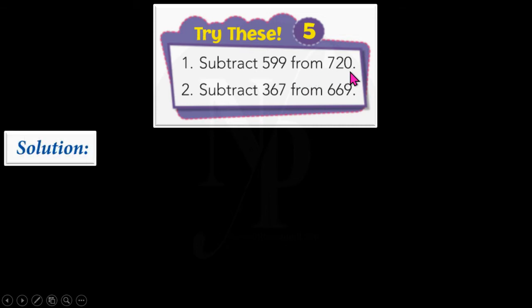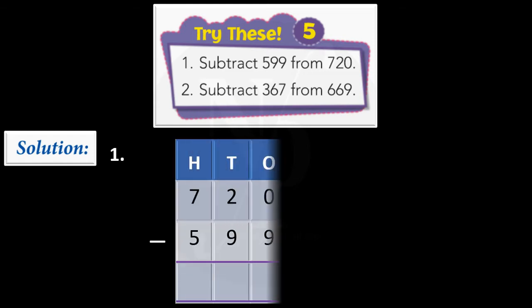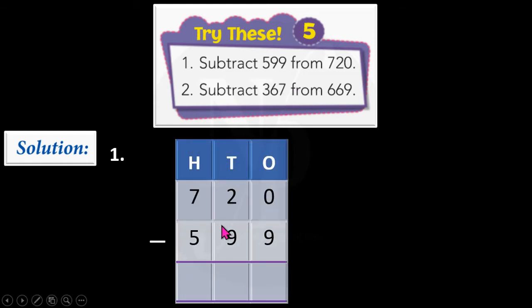Solution for first question. Let us write down the numbers in place values table, one below the other appropriately according to their place values. That is 720 in the first row and 599 in the second row along with the minus sign. Here we need to subtract 9 ones from 0 ones, which is not possible. We have to regroup now.